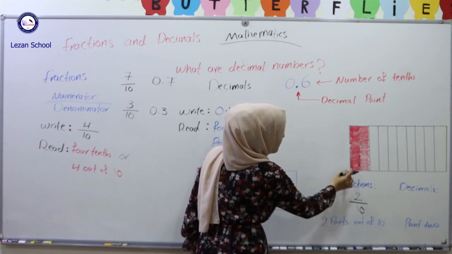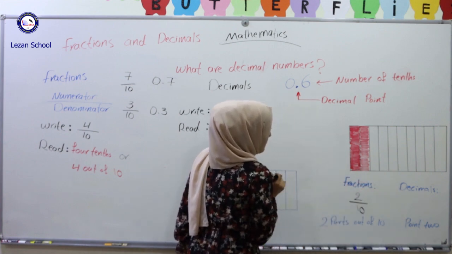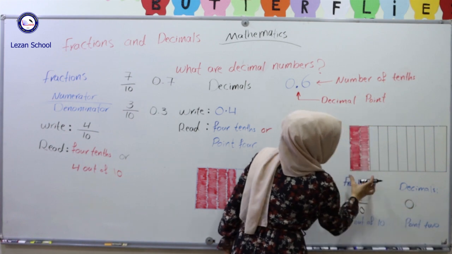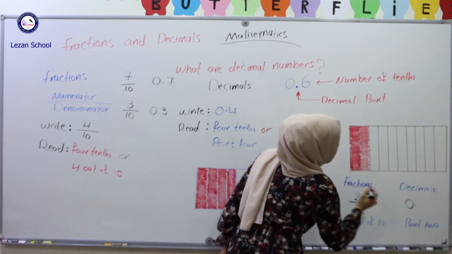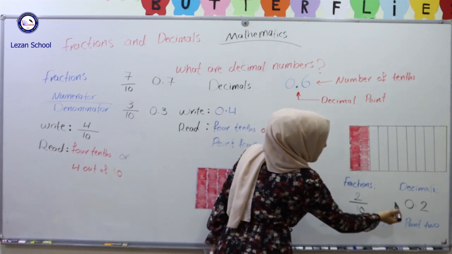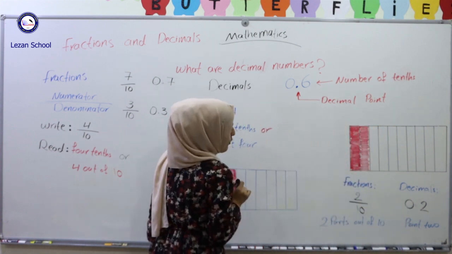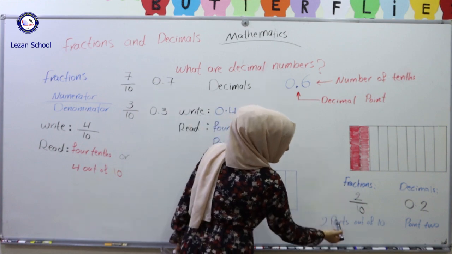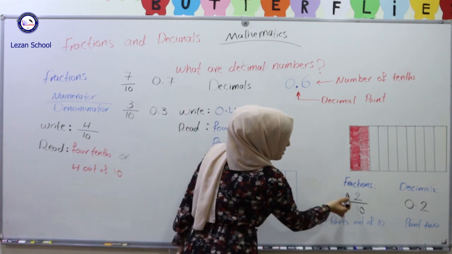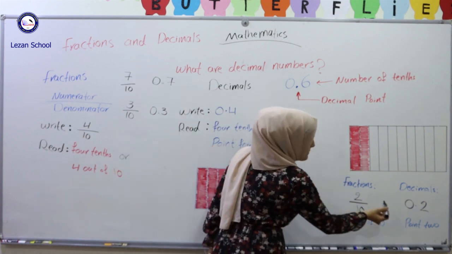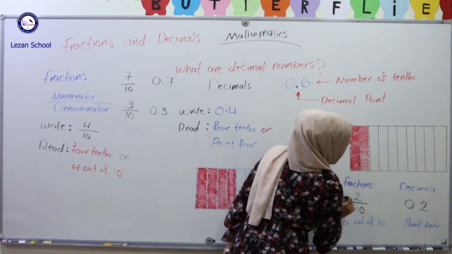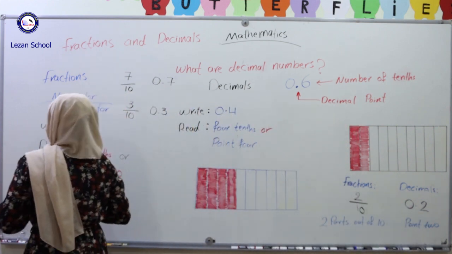Okay, if we want to write this in decimals, we have to write 0 point. How many parts have been shaded in? 2 equal parts have been shaded in. So our decimal number is 0.2. The fraction is 2 parts out of 10, or we can say 2 tenths. In decimal number, we say 0.2.